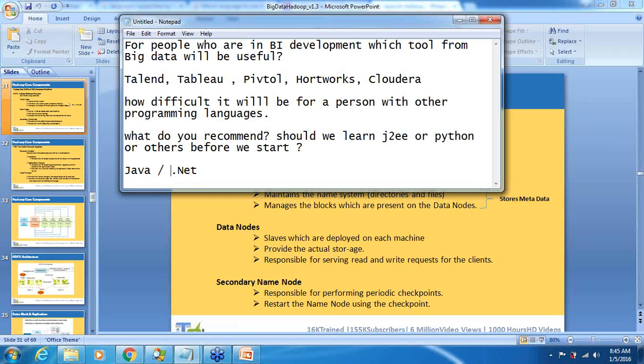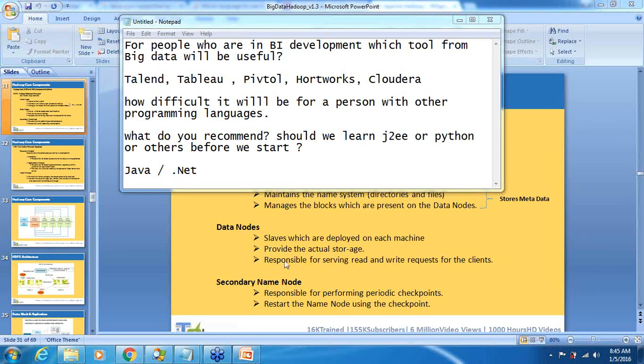But for freshers, if you don't have any knowledge or background and would like to start from scratch, I would recommend Java or .NET over exploring others; it would be really helpful.